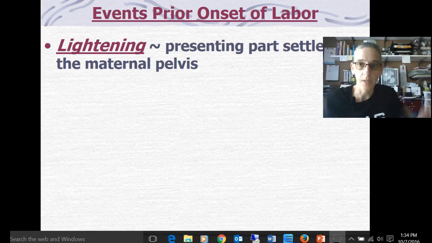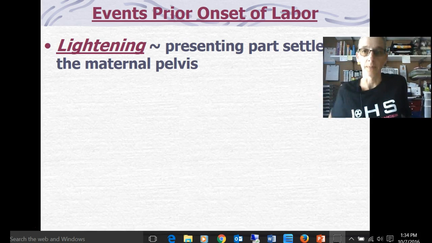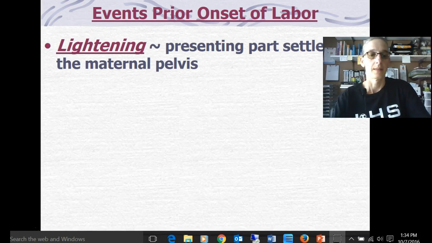Events prior to the onset of labor. So these things are all going to occur before labor starts. There are several things, actually 6 of them. We're going to discuss lightning, nesting, the mucus plug, Braxton Hicks, cervical changes, and rupture of membranes, ROM. The first one, lightning.